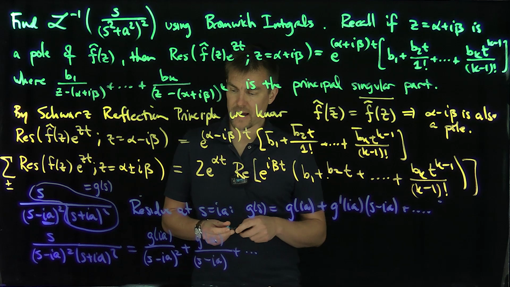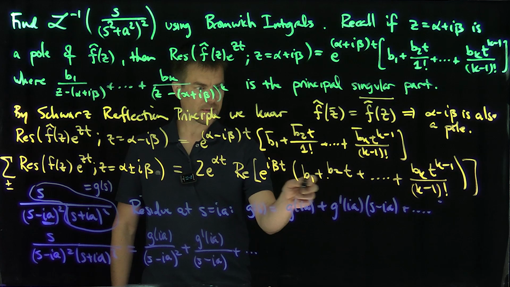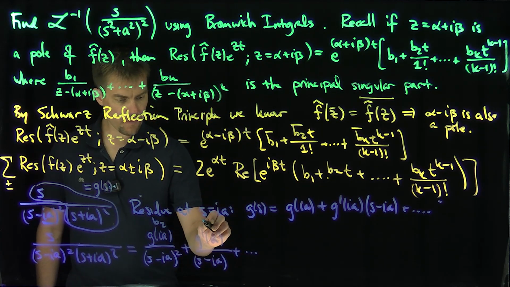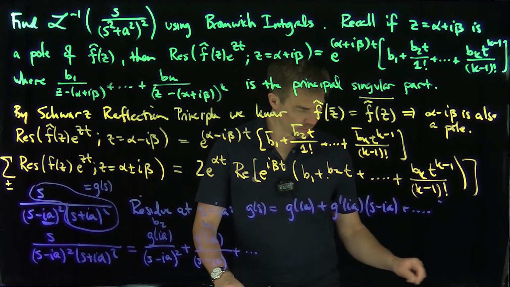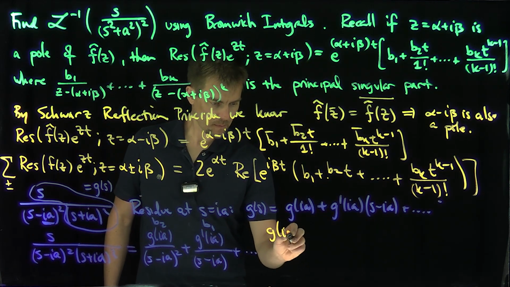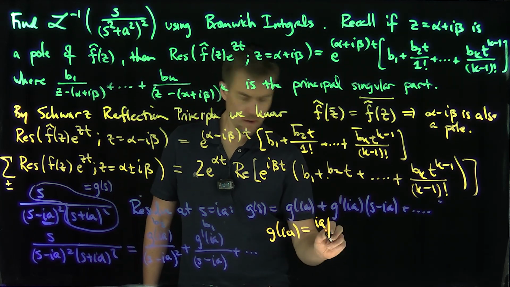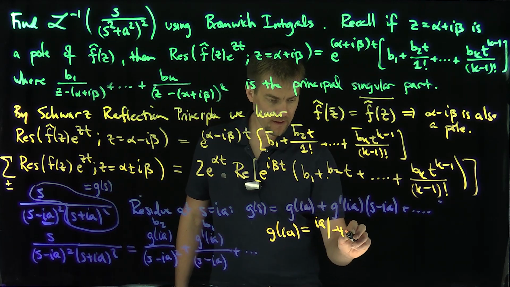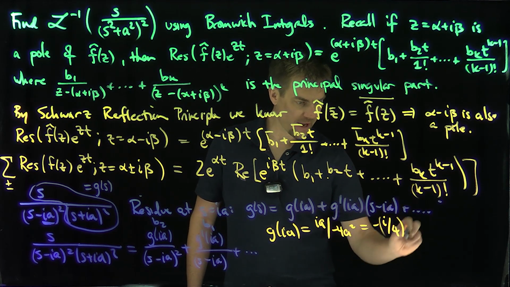Okay, so what's the g of IA going to give me? G of IA is going to correspond to the B2 term. That's going to be my B2. That's going to be my B1 term over there. Good. So what's g of IA? It is going to be equal to IA over 2IA squared, that's a negative 4a squared, so that's going to be negative I over 4a, like that.